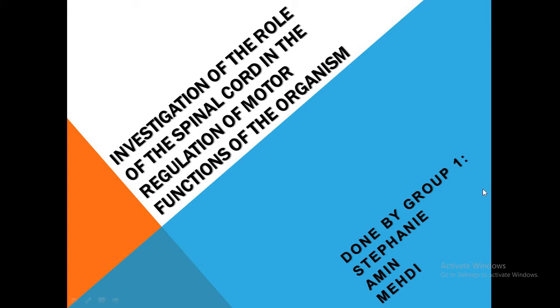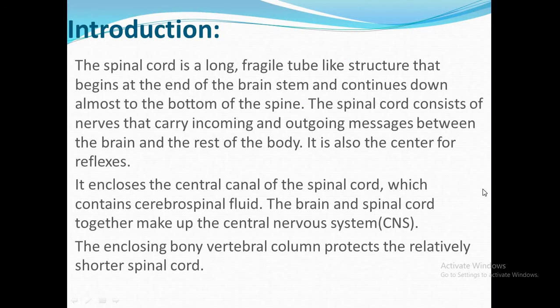Okay. Introduction. The spinal cord is a long, fragile tube-like structure that begins at the end of the brainstem and continues down almost to the bottom of the spine. The spinal cord consists of nerves that carry incoming and outgoing messages between the brain and the rest of the body. It's also the center for reflexes.